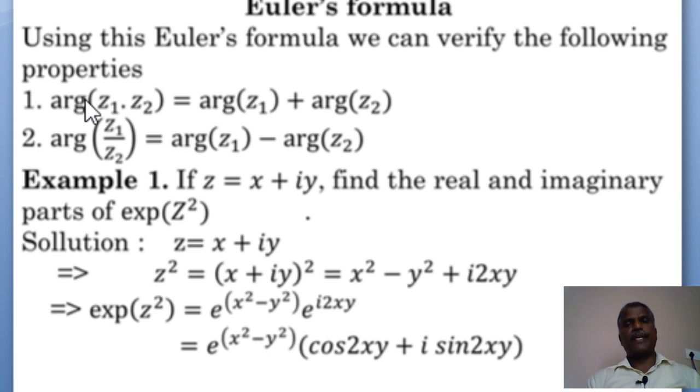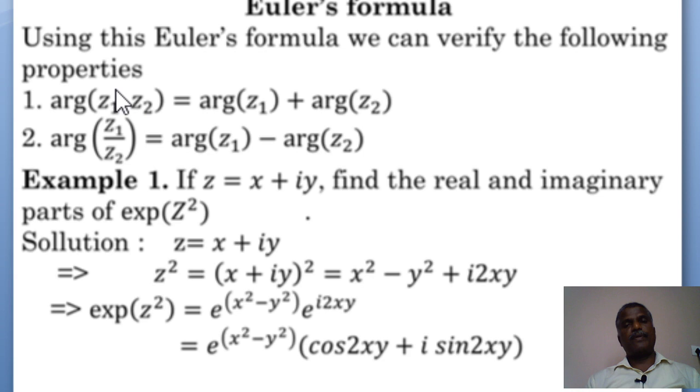So the first property is argument of z1 z2 is equal to argument of z1 plus argument of z2. What is argument of z1? It is the amplitude. If z1 is equal to r1 e to the power i theta 1, the amplitude of z1 is theta 1. If z2 is equal to r2 e to the power i theta 2, the amplitude or argument of z2 is theta 2. So z1 into z2 is r1 r2 e to the power i into (theta 1 plus theta 2).